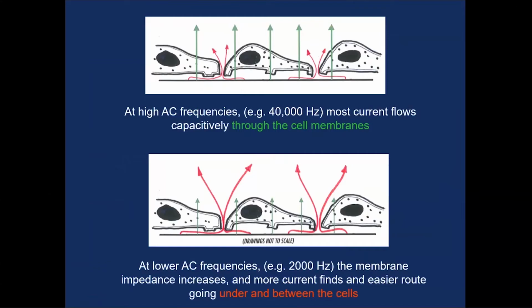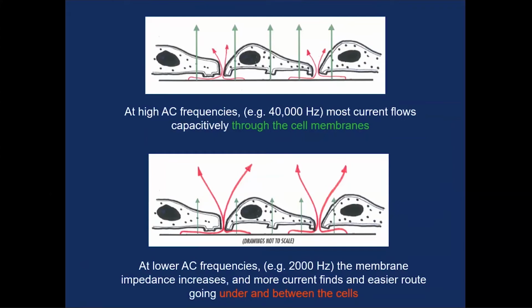Let's think a little bit about how frequency can affect things in this measurement, because as I pointed out, the ECIS instrumentation can monitor anywhere from 10 to 100,000 hertz. We see in these figures there are two different current paths that we mentioned before. The green solid lines are indicating current that couples capacitively through the cell membrane, whereas the red solid lines are indicating current that is flowing in the solution under and between the cells. Current will always choose the path of least resistance.